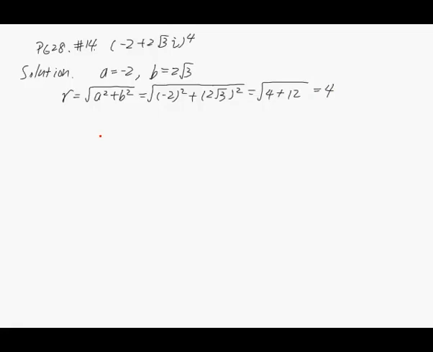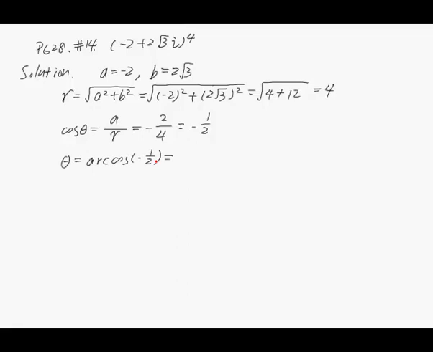And then we can find the argument. So this time I use the cosine. Actually, you can use the sine, cosine, whatever. So cosine theta is equal to A over R, and this is equal to negative 2 over 4. So this is equal to negative 1/2. And then theta is equal to arc cosine of negative 1/2. What is the arc cosine of negative 1/2?